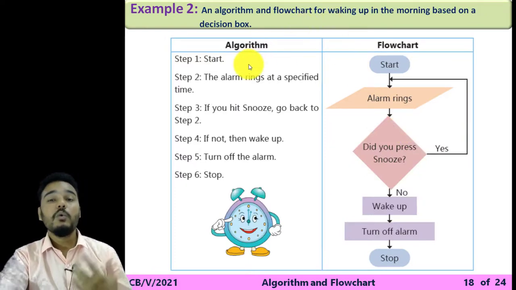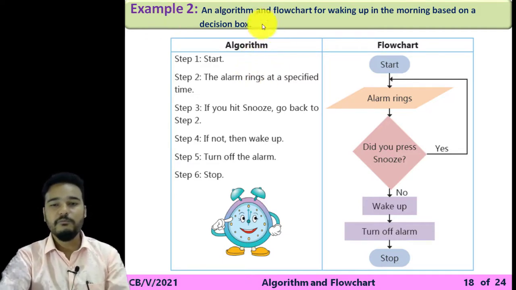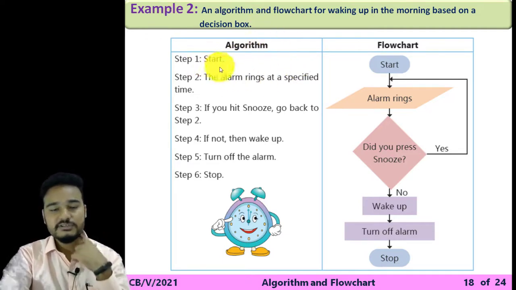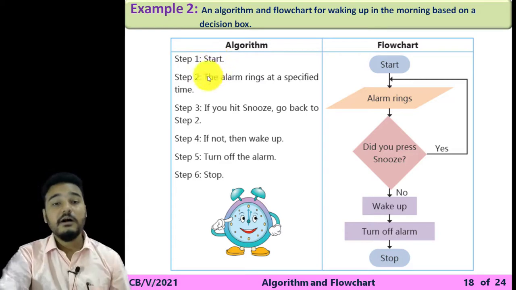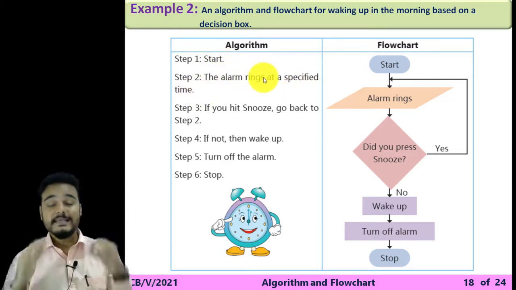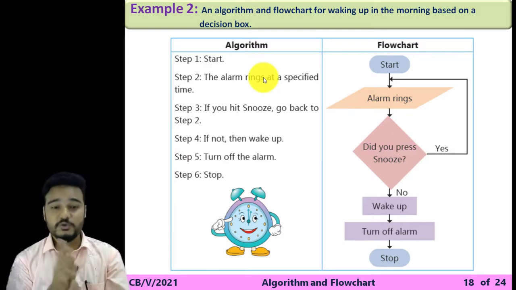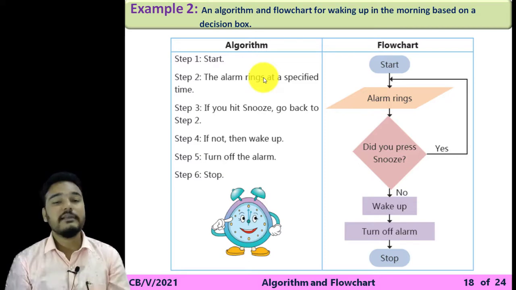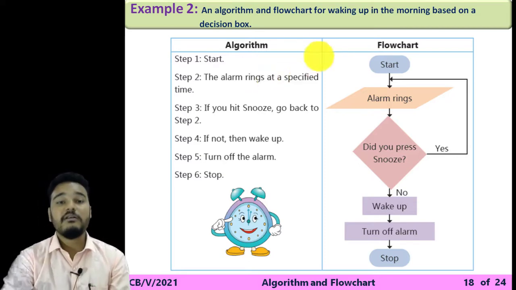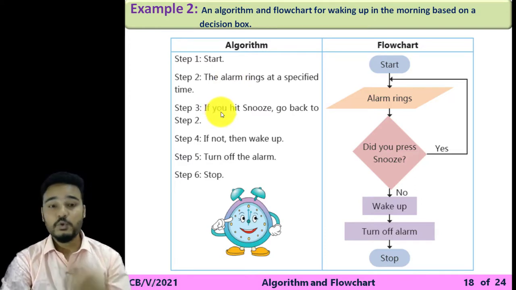Another example we'll see. Algorithm for waking up in the morning. So as always it will start with the start, then the alarm rings at the specified time. Suppose you have set an alarm for 6 o'clock in the morning, you are supposed to wake up, so you have planned and you have set that alarm accordingly. So the alarm rings at the specific time, that is 6 o'clock. Now here two options will be there.